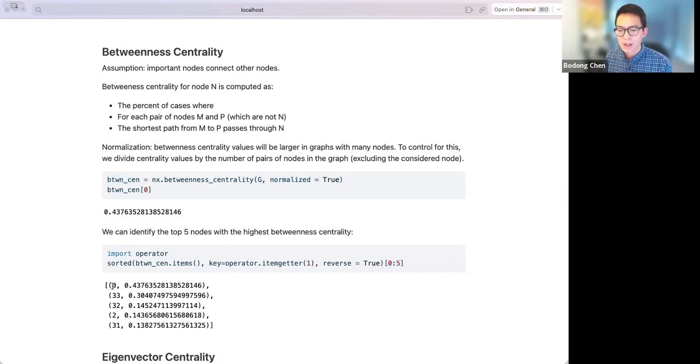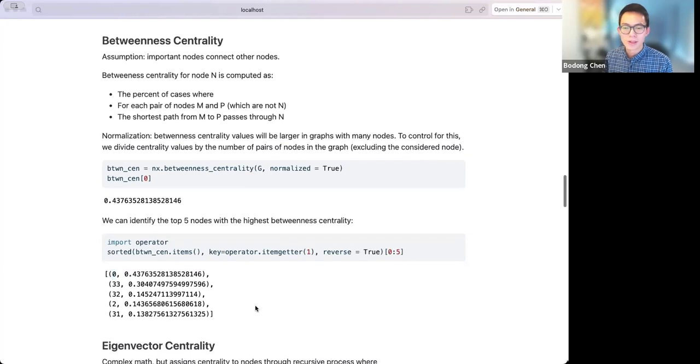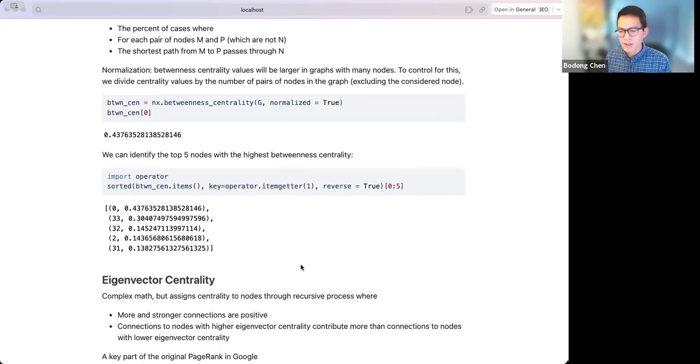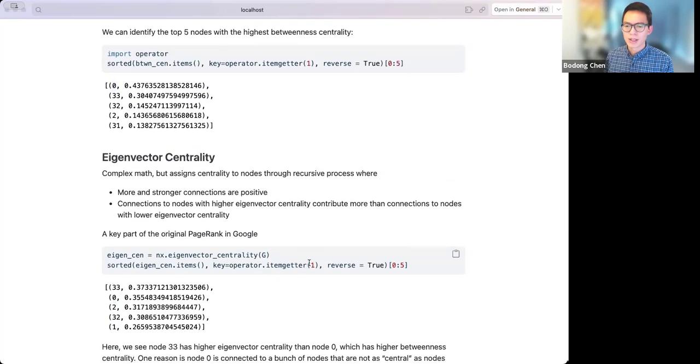And here you see node 0 is still the most central node in terms of betweenness, followed by node 33, 32, 2, and 31, right? Hopefully this gives you a sense of how important those nodes are, and based on betweenness centrality, those 5 nodes are the most important. And finally, there's another measure of centrality, which is called eigenvector centrality.